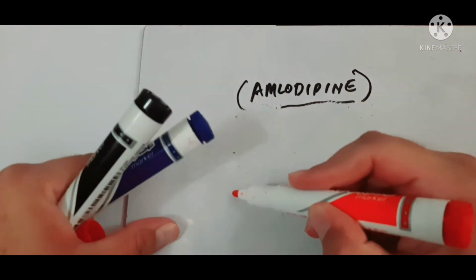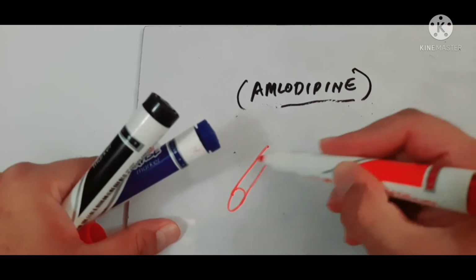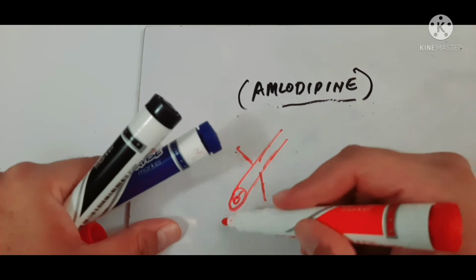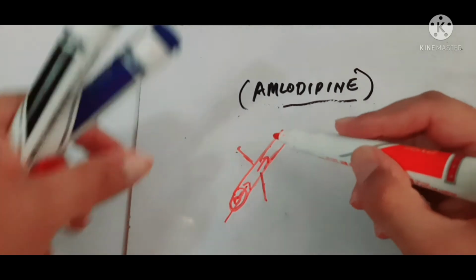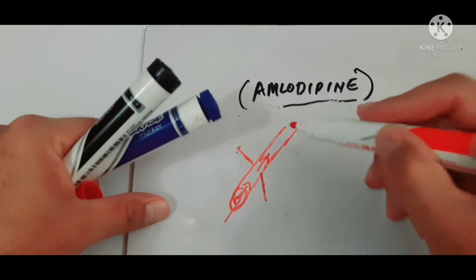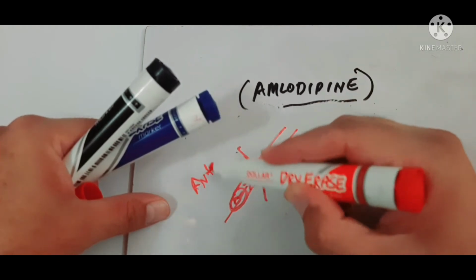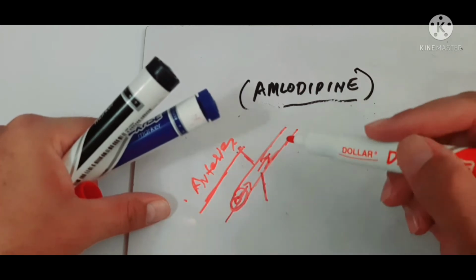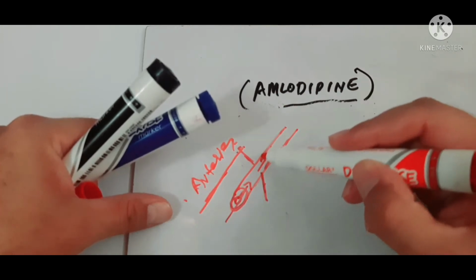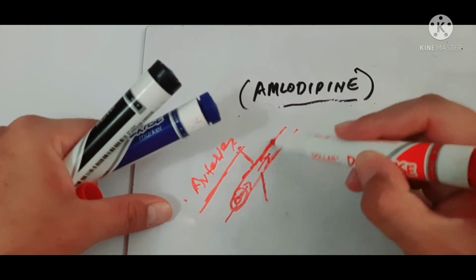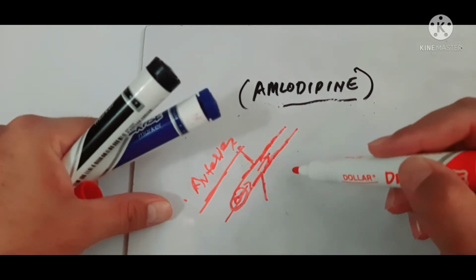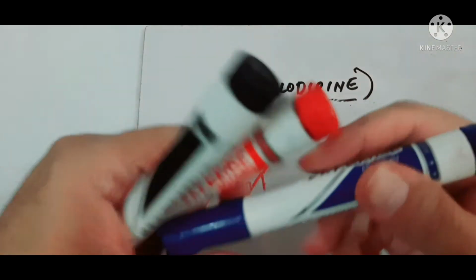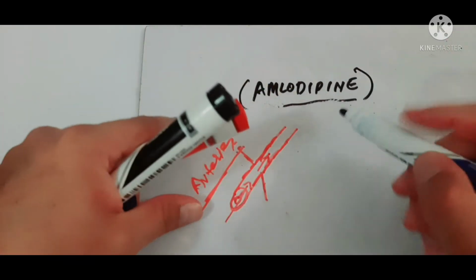We have blood vessels in our body, in which blood flows. There are arteries, and there are calcium channels in the smooth muscle wall of the arteries. Now if we look at it macroscopically, it looks somehow like this.